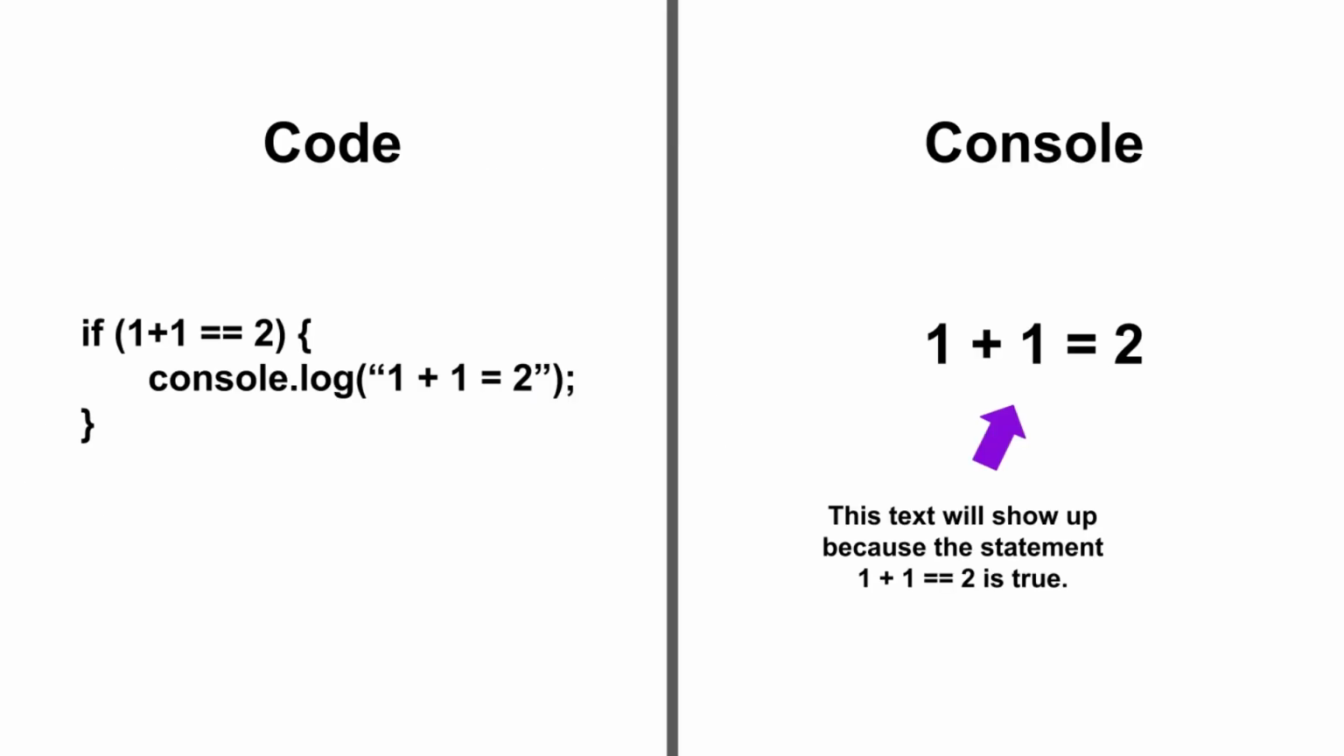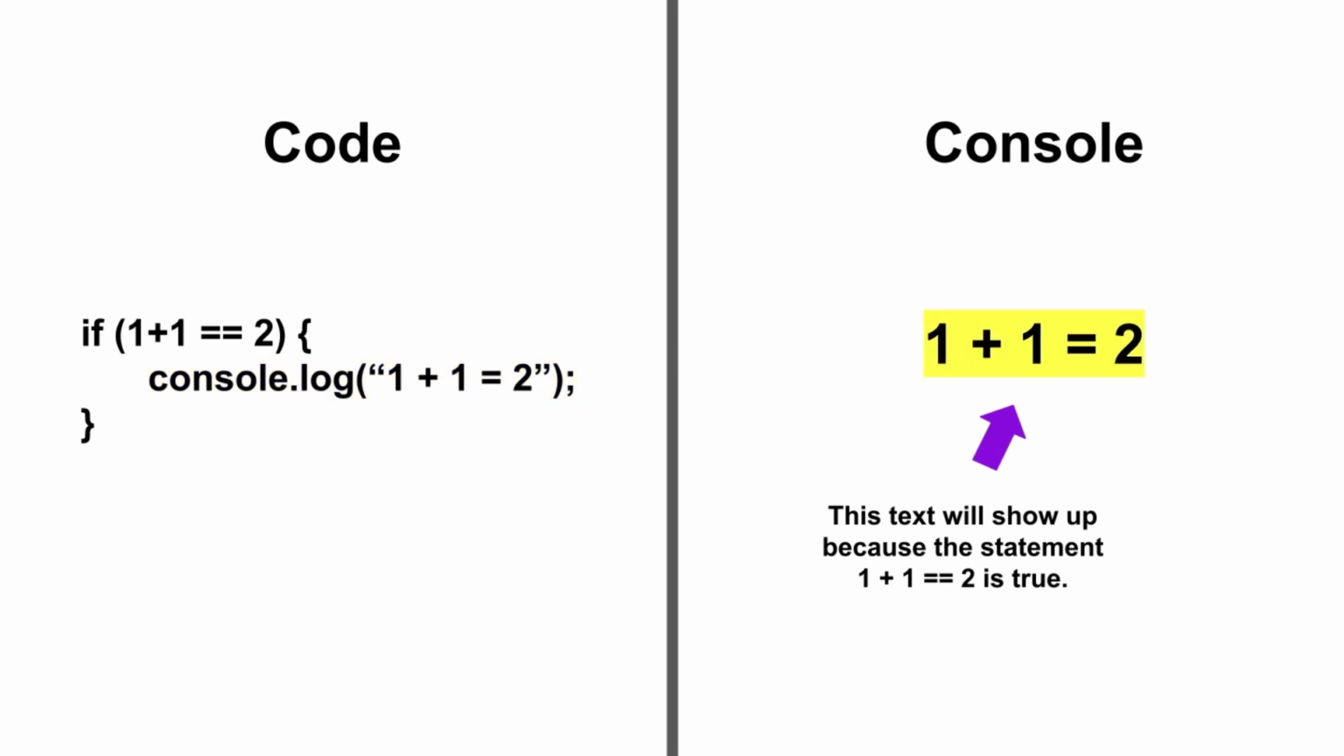Here I have a simple code involving an if statement. We will check if our argument 1 plus 1 is 2. If it is true, we will print a text on the console. Since 1 plus 1 is indeed 2, the argument is true. So the console log function should be executed and we should see our text on the console.